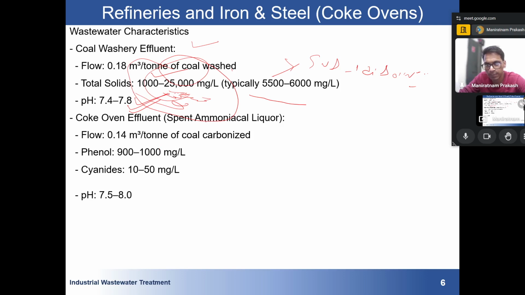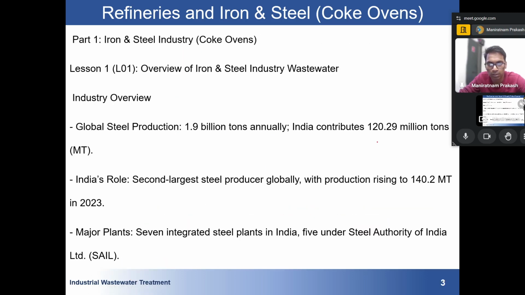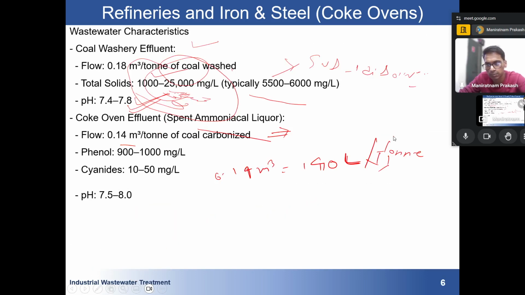Then we have spent ammonium liquor, which is also a kind of wastewater. The flow is about 0.14 meter cube per ton. If you want to imagine, 0.14 meter cube is equal to 140 liters of water per ton. And you can imagine, given how many tons of steel are produced, 120 million, how many liters of water are produced.